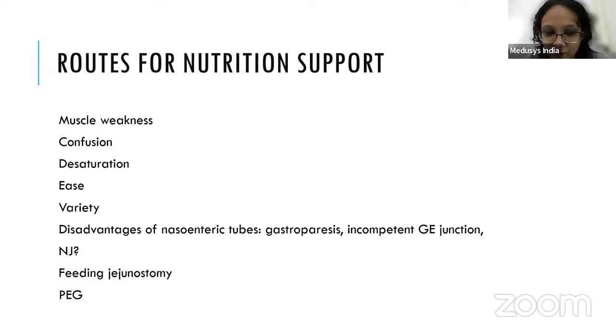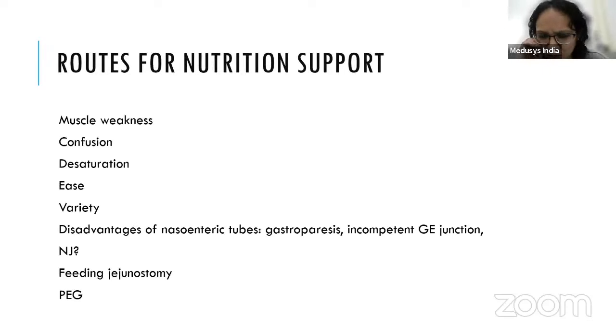So now can you tell me what are the enteral routes? The enteral route includes the per-oral route, then the nasogastric tube, then the feeding jejunostomy. Yes, these are the routes. Okay, so you are right actually. So the nasoenteric routes can be nasogastric, nasojejunal tube. Then there can be feeding jejunostomy, there can be PEG, or percutaneous endoscopic gastrostomy.